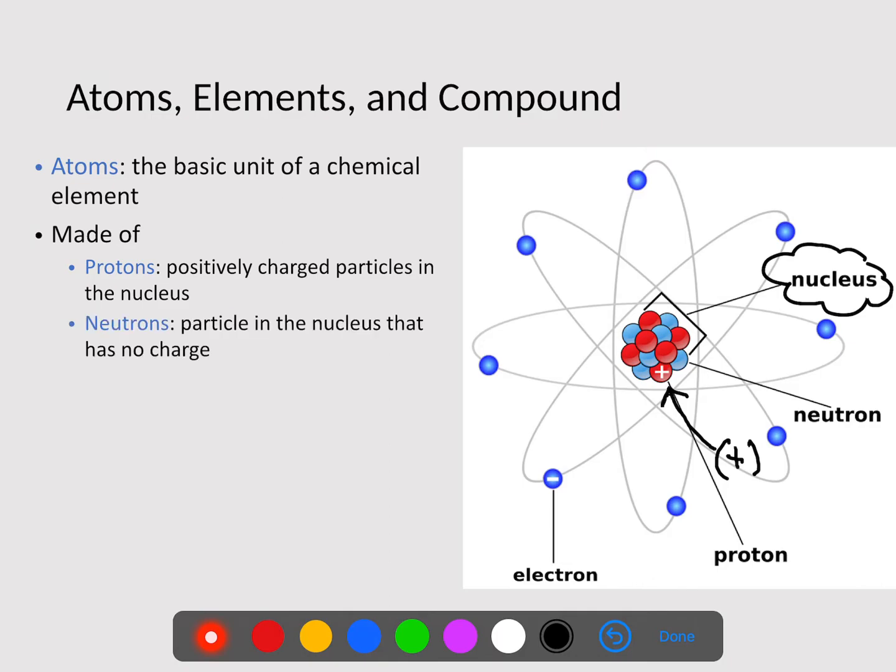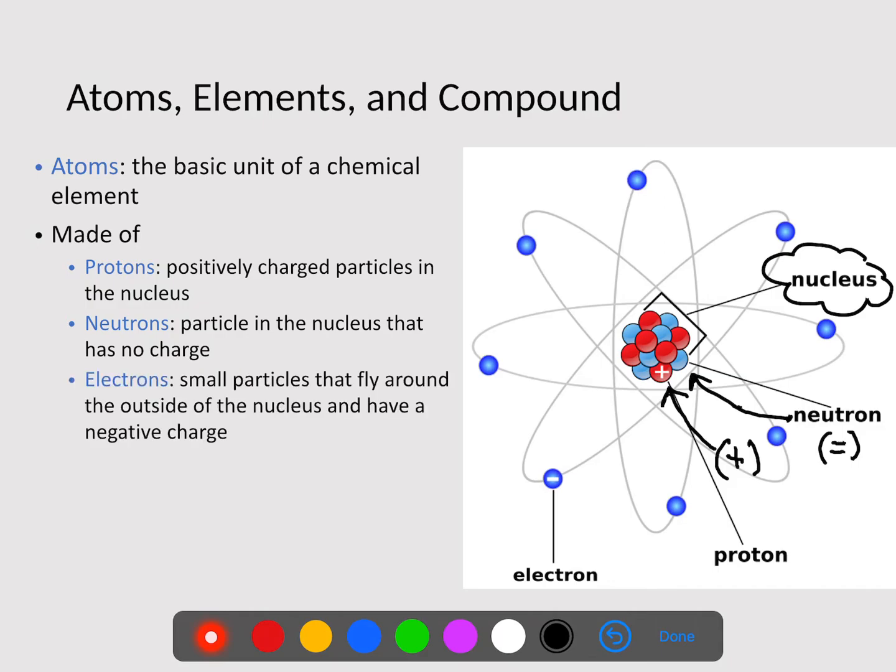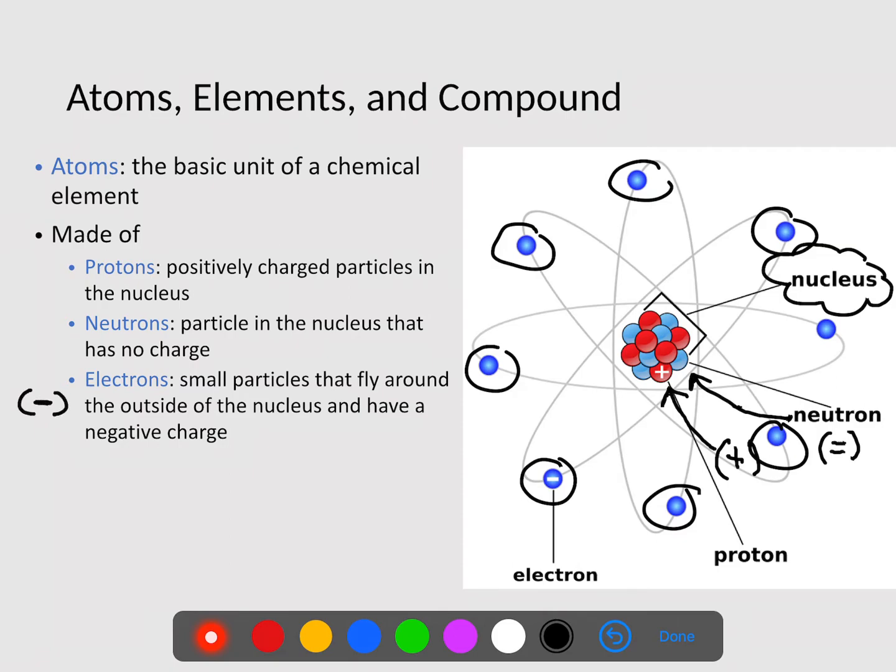Now, neutrons are neutrally charged, meaning they have no particular charge, and they are also found inside of the nucleus. Again, they have a charge of 0. I just like to put them as equal. And then finally, we have the electrons. Electrons are flying around the outside of the atom, and they have a negative charge. So electrons are the ones that counteract the positive charge of the protons to make a neutral atom.